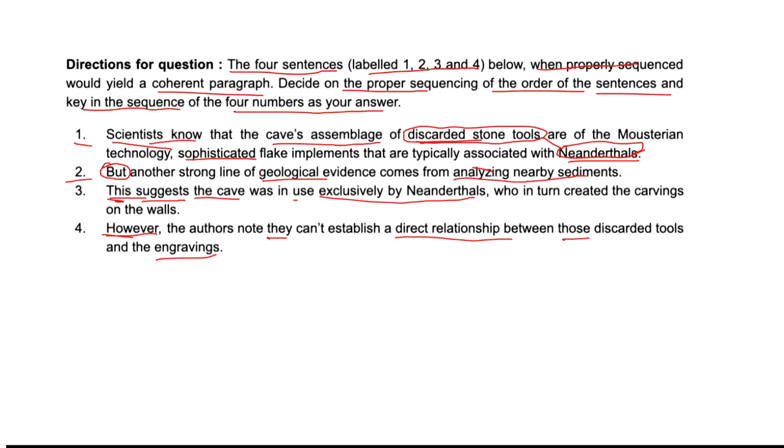After that, sentence 4 introduces a counterpart. Like I pointed out, it is a contrast word. It counters by mentioning the author's inability to establish a direct relationship between the discarded tools and the engravings, adding some doubt and complexity to the narrative.